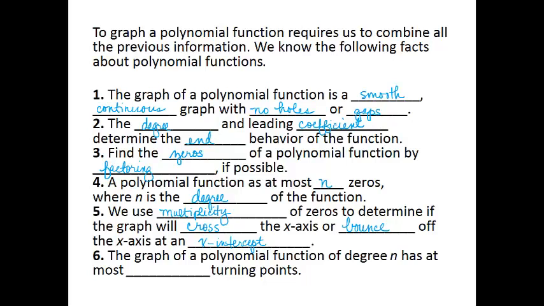The graph of a polynomial function of degree n has at most n minus 1 turning points. And just to reiterate that fact, a linear function, the graph is a line, has degree 1, and there are 0 turning points. A quadratic function has degree 2, and there's 1 turning point at the vertex. So just making sure that you connect what we're learning now with the things that you've already seen before.